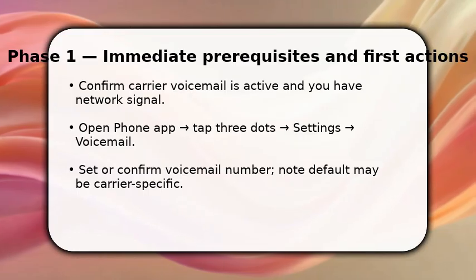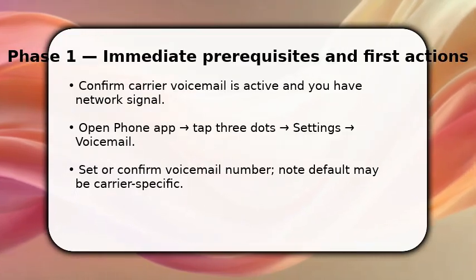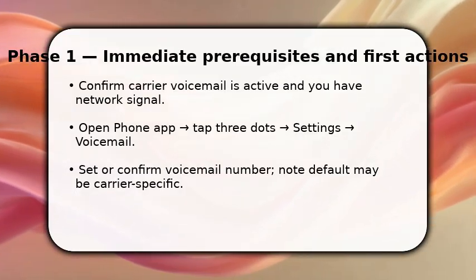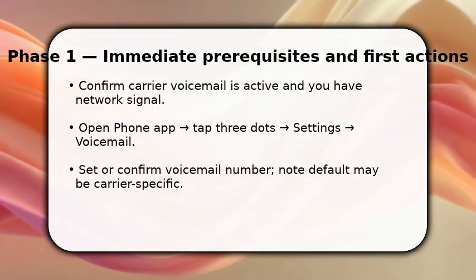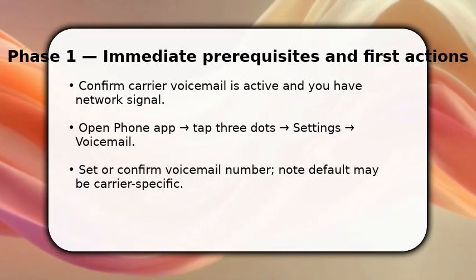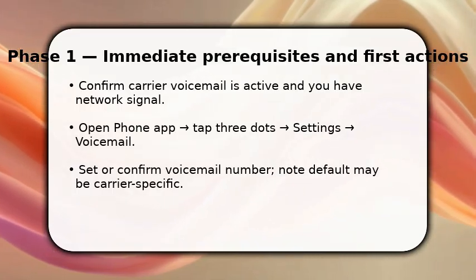You'll begin by confirming two essentials. Your carrier voicemail service is active and you have a good signal. Once confirmed, open the phone app and tap the three-dot menu, then Settings, then Voicemail. This navigates you to the right controls.